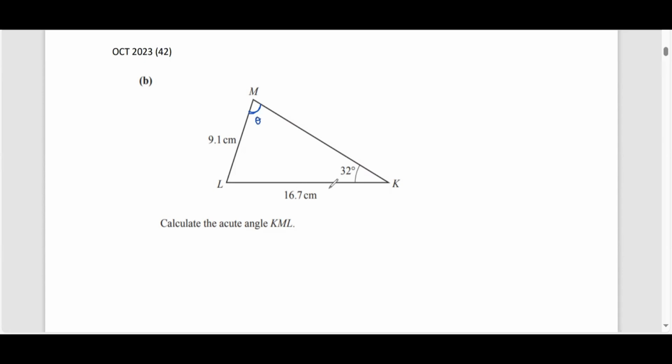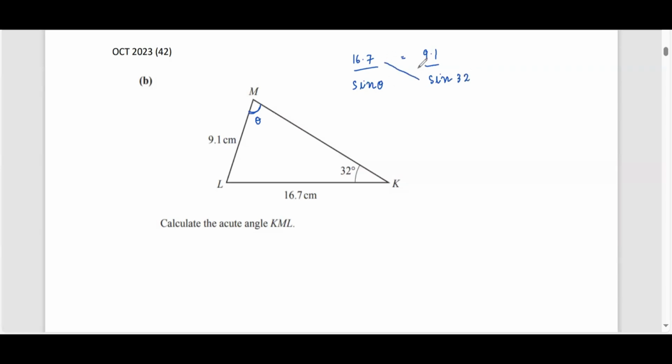I think we have to use sine rule here. Angle is given, the opposite side is there. Angle is given, the opposite side is there. Definitely it is sine rule. So 16.7 divided by the angle opposite to that is sine theta is equal to 9.1. The angle opposite to that is sine 32.